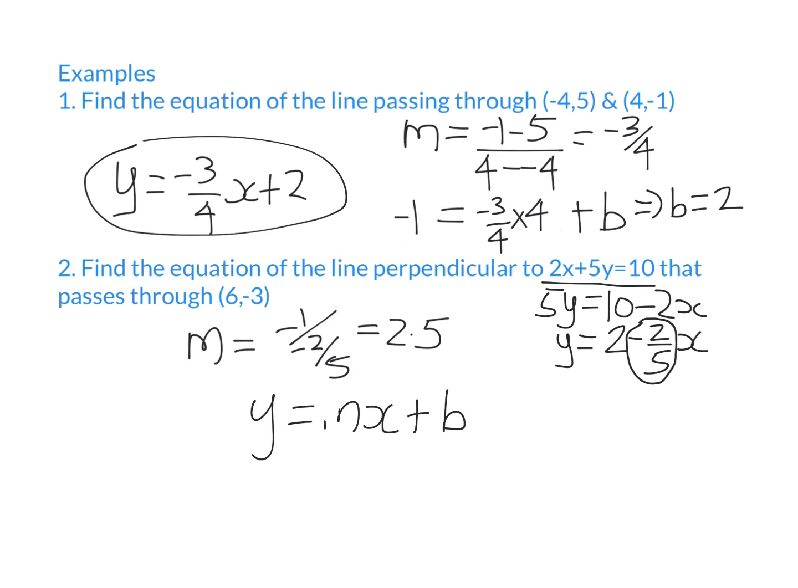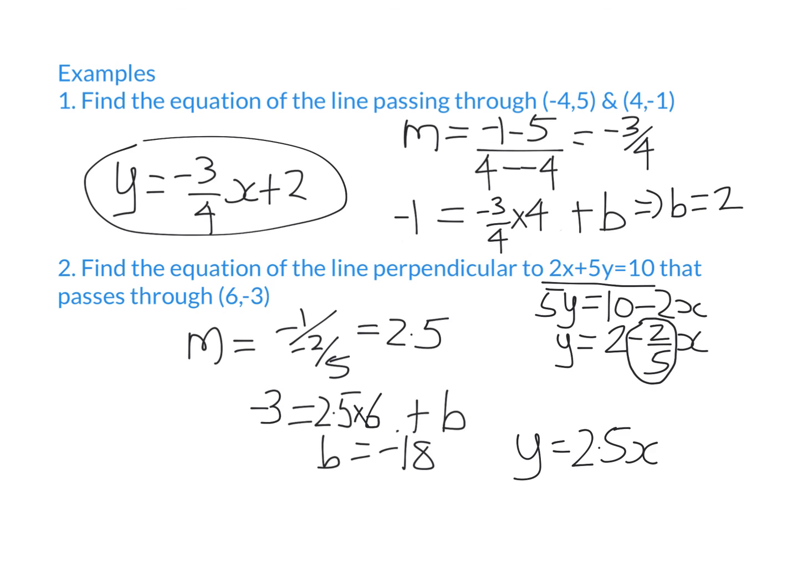So I write my equation y equals mx plus b and substitute. I'm going to substitute m for 2.5, which I just found, and I'm going to substitute x and y for the values in the point. The point I'm given is 6, -3. So I'm going to change x to 6 and y to -3. Solving this equation, I have -3 equals 15 plus b. B must be -18. So the equation of this line is simply y equals mx plus b.